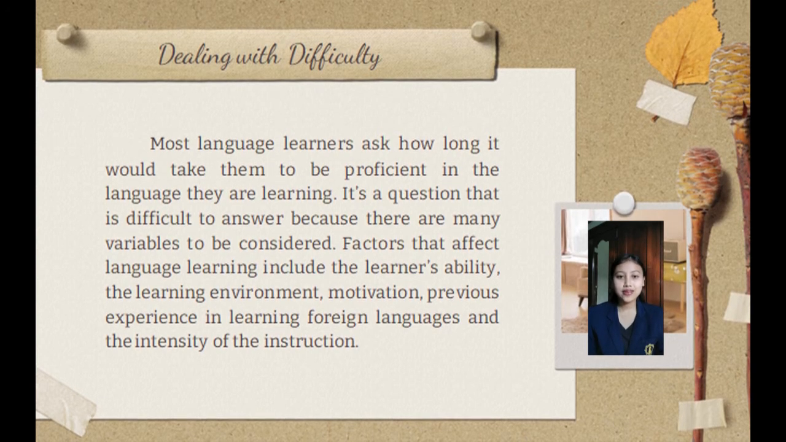Most language learners ask how long it would take them to be proficient in the language they are learning. It's actually a question that is difficult to answer because there are many variables to be considered. Factors that affect language learning include the learner's ability, the learning environments, motivations, previous experience in learning a foreign language, and the intensity of the instruction.